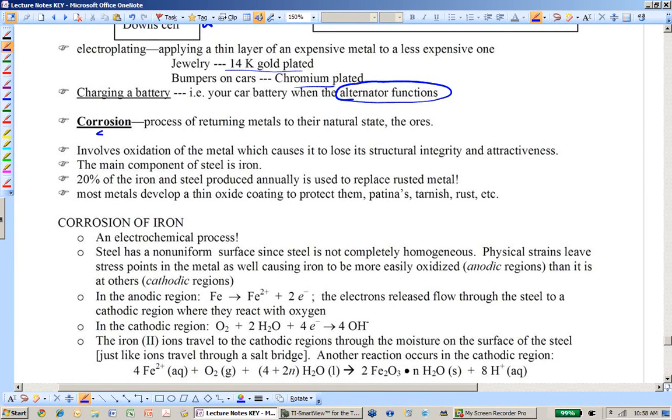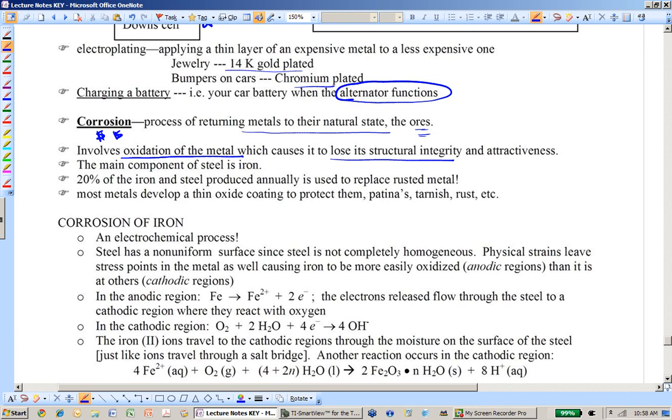Corrosion. Corrosion costs money. Lots and lots of money. It's never a good idea for a skyscraper to corrode. So corrosion is the process of returning metals to their natural state, which would be the ores. And that's not good if you've taken a lot of effort to make some of those ores blend into an alloy like steel to build buildings from. So corrosion involves the oxidation of the metal, which causes it to lose its structural integrity and its attractiveness.